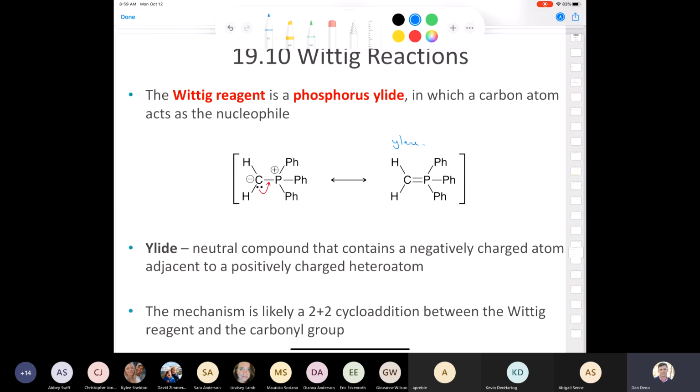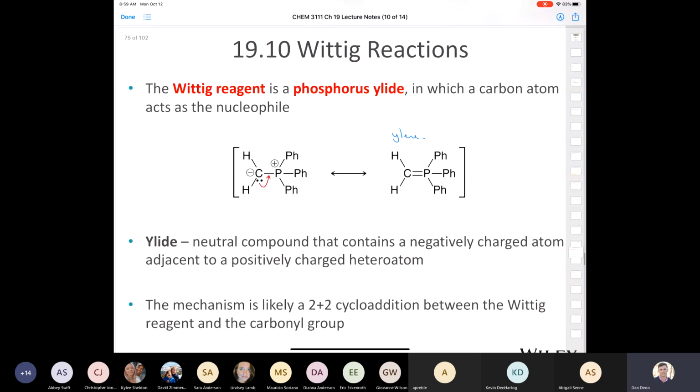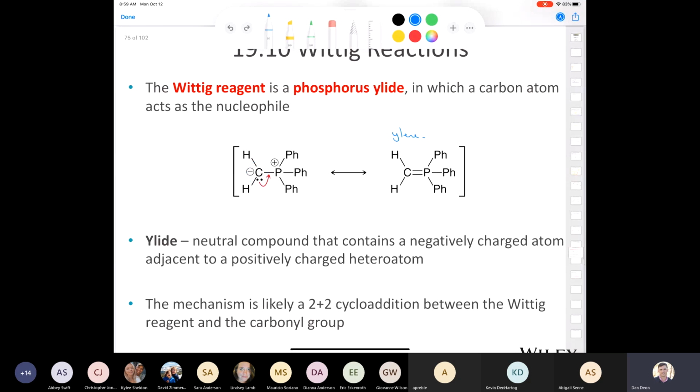The mechanism is likely a 2+2 cycloaddition between the Wittig reagent and the carbonyl group of our aldehyde or ketone. Think about it. You've got something that's strongly nucleophilic, okay? This is going to be a very good nucleophile, right? It's got a negative charge on it. If you have a carbonyl, whether it's an aldehyde or a ketone, you know that this carbon is delta plus. So the first step is going to be a nucleophilic attack on that carbonyl, right?